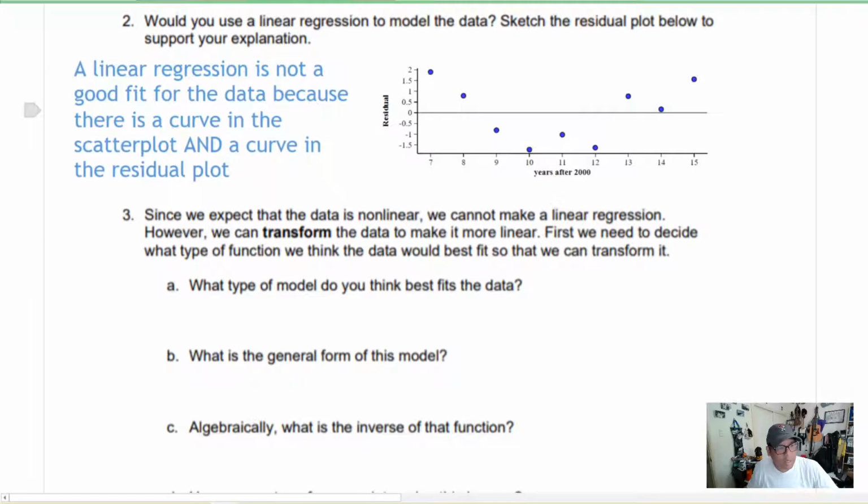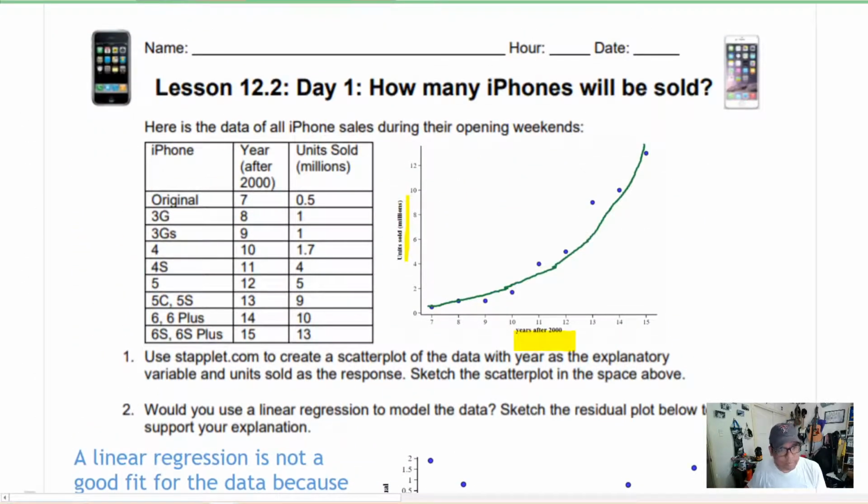So, since we expect that the data is nonlinear, we can't make a linear regression. However, and this is the big however part, we can transform the data to make it more linear. Now, transform just means that we're going to use some mathematical function on either the explanatory variable or the response variable, or maybe both.